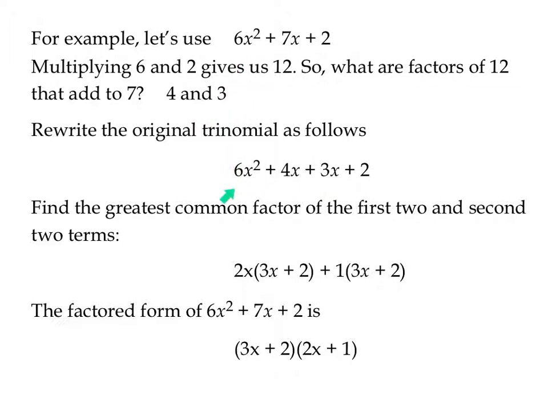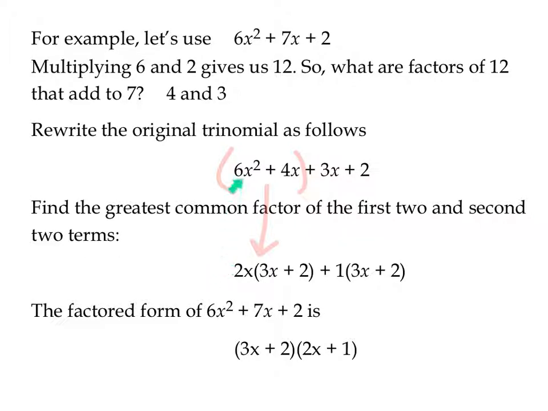6x squared comes straight down. The 2 doesn't change. The 7x, we figured out these are the two factors from the AC method that I can put in my middle here. It doesn't matter which one you put where. The key now is that we're going to group these together. We're going to group these first two terms together, and I'm going to factor out of that the greatest common factor. The greatest common factor of 6 and 4 is 2.